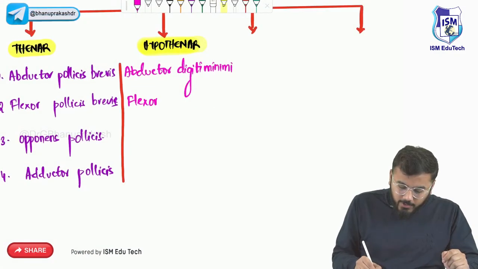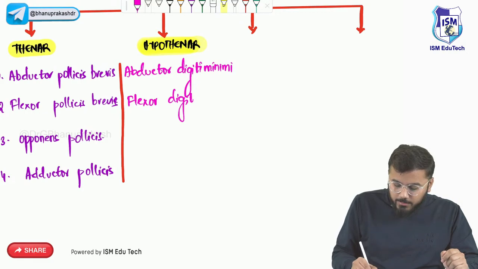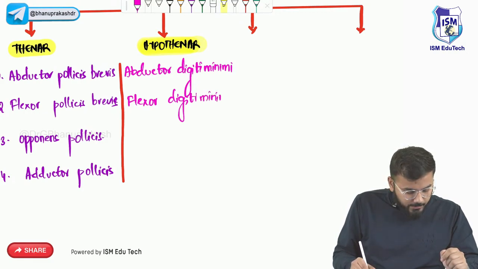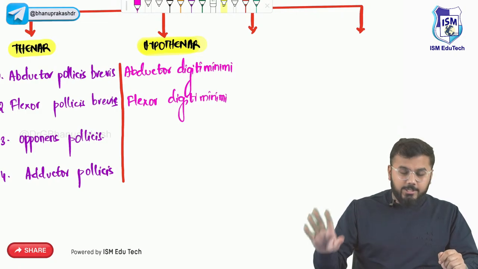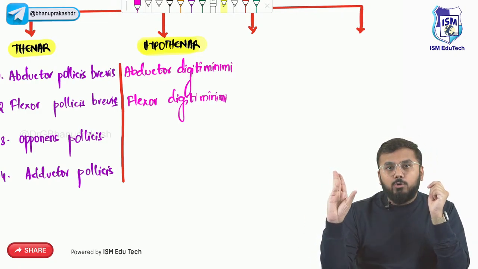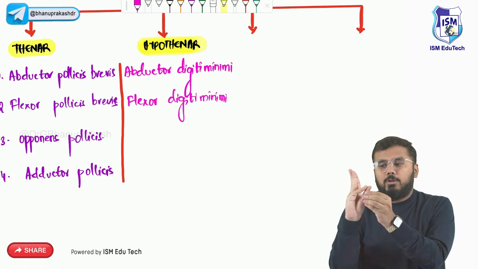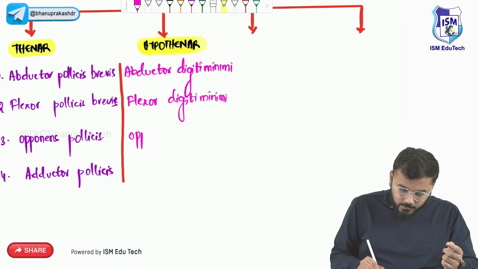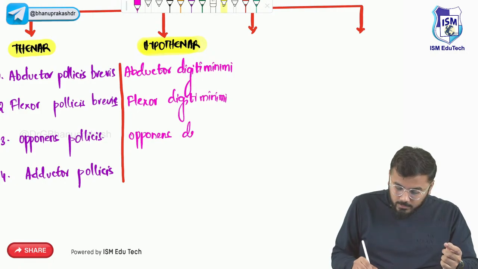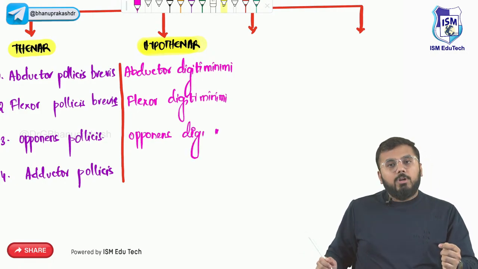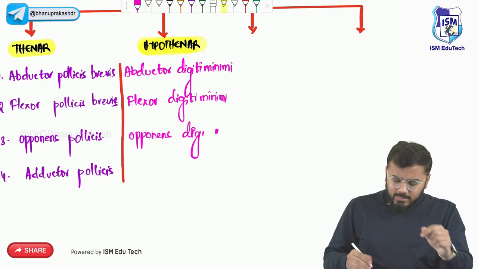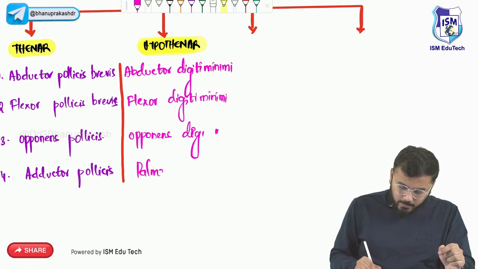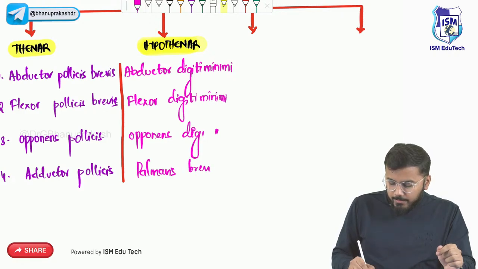And after that, the second important muscle, I am able to flex my little finger. It means the muscle which is working here is flexor digiti minimi. Okay. Next important thing is that I am even able to touch my thumb finger. My thumb is here. I am able to touch like this. It means the opposition function is working here. So the muscle will be opponens digiti minimi, and there is a small muscle here that is called palmaris brevis.